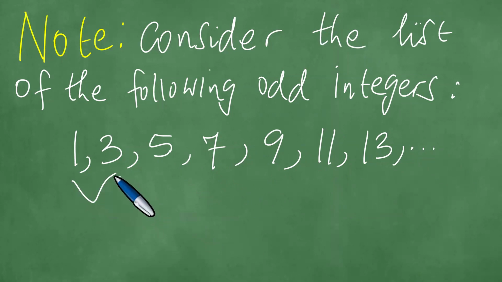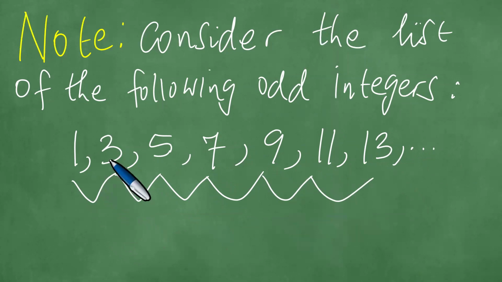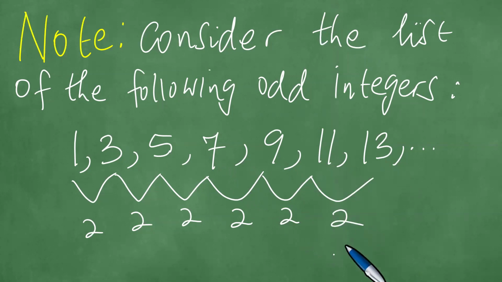So now, if you attempt to find the differences between these, you can realize that 3 minus 1 is 2. 5 minus 3 is 2. 7 minus 5 is 2. And we have 9 minus 7 is 2. 11 minus 9 is 2. And 13 minus 11 is also 2. What we can see here, and what we can note, is that the difference between consecutive odd numbers is 2. Okay, that is something that you need to note here.